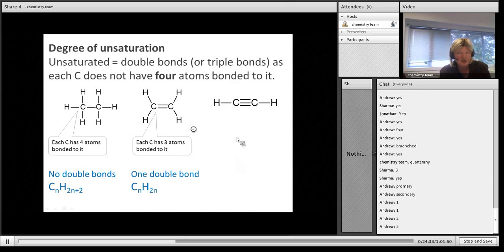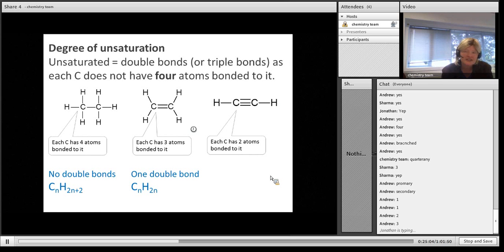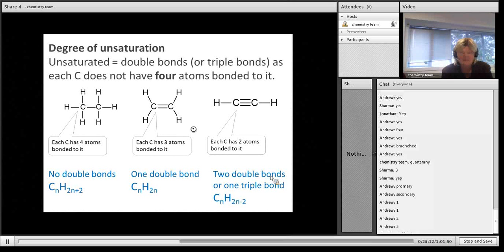Who wants to have a go at the last formula? We know it's very unsaturated because we've only got 2 atoms bonded to each carbon. Would anybody want to have a go at the formula we can come up with? So if we had Cn, what would the H be? Nobody want to have a go? Okay, if you had CnHn, then fine, that would work for a small molecule. I can see Jonathan is typing, but I'll just put it in.